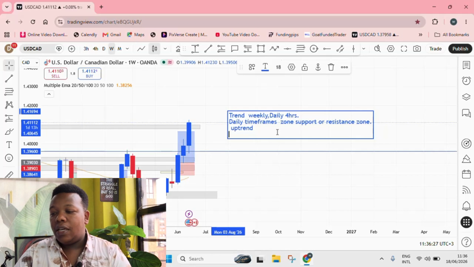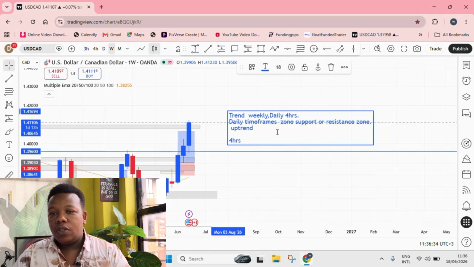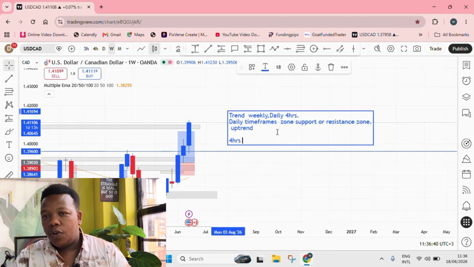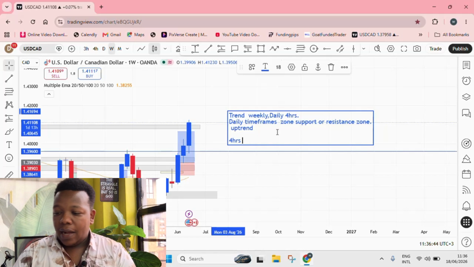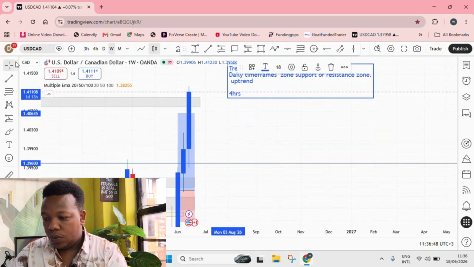From there, I usually narrow down to the 4 hours time frame. So after the daily candlestick closes, for instance, if it's in an uptrend, I look at how the 4 hours time frame is behaving on that zone. For the case whereby we are talking about an uptrend, after the daily candlestick closes above that zone, quickly let me show you what I'm talking about.